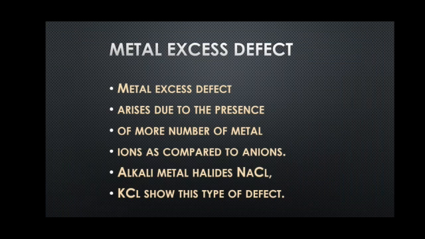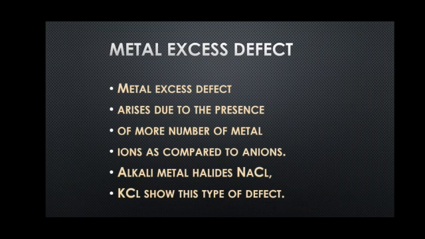The next one is the metal excess defect. This defect comes under the category of non-stoichiometric defects. Non-stoichiometric means we won't get the correct number of cations or anions that should be present in the crystal structure. The number of ions will vary. So what is meant by metal excess defect?